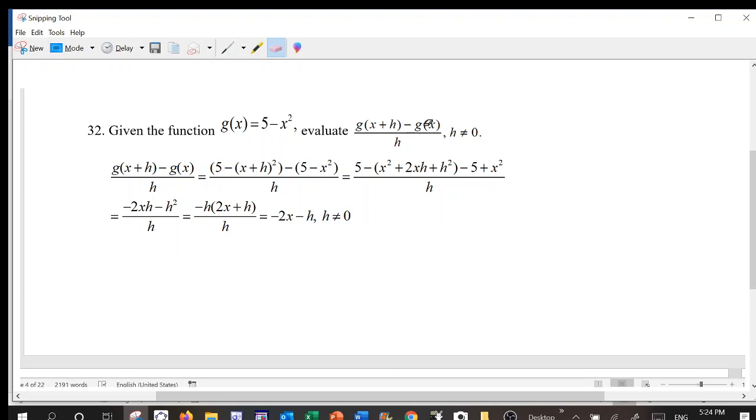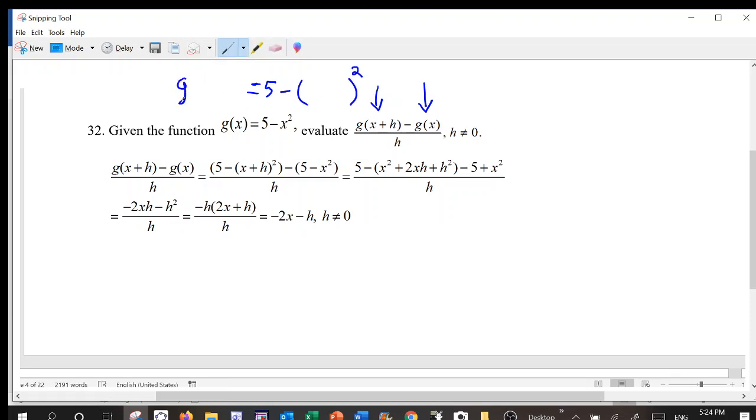And this right here says the output for x, which is this whole thing, right? That's the output for x. And this is just h. So we have to figure these out separately and subtract them. Well, what is g of x plus h? Well, g of x says take 5 and subtract the input squared, right?